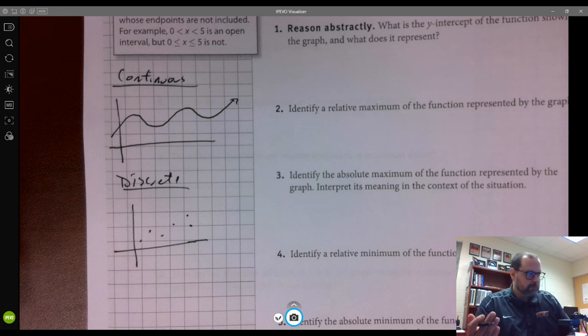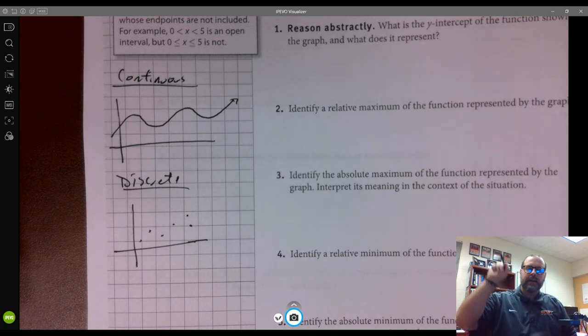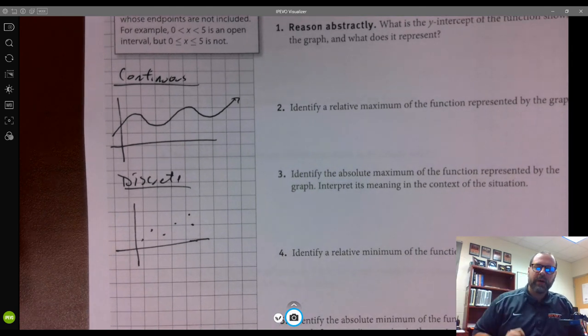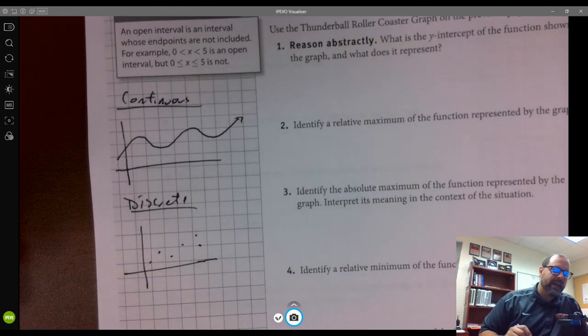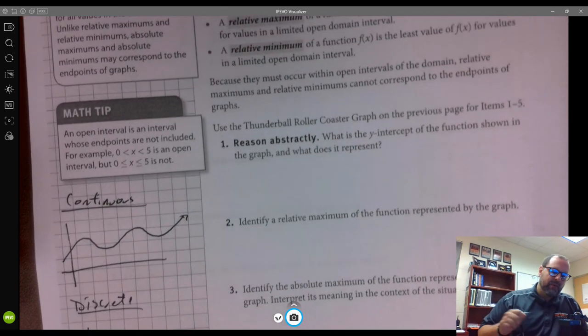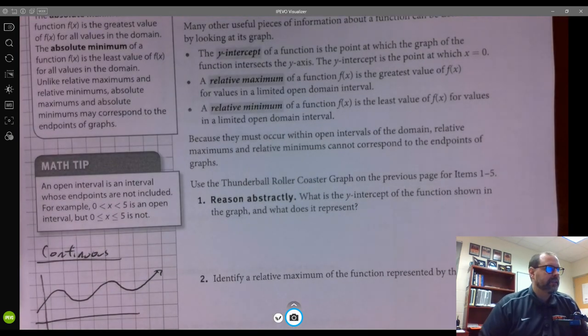Okay? All right, so we get continuous, discrete. Continuous, it's like the dots are connected. Discrete, they are disjointed. That's another way to think of it. So continuous, connected, discrete, disjointed. Okay? Now, we have other parts then to this as well.